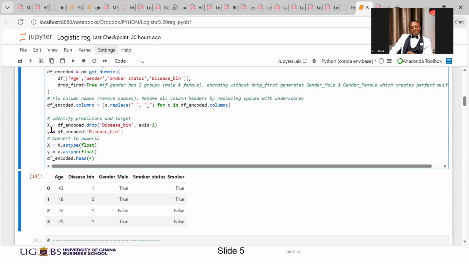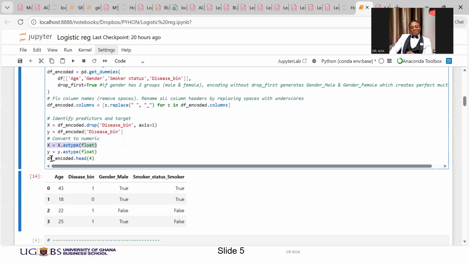The next one is to now say that out of that same data set, wherever you see disease bin should be the Y, because that's the target variable. Then you convert everything to float, okay, or to numeric variables. So all the X's are coded like that.